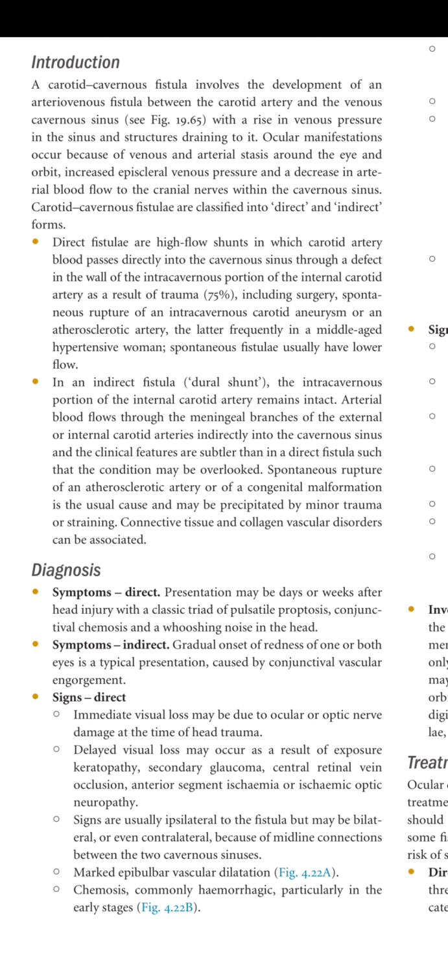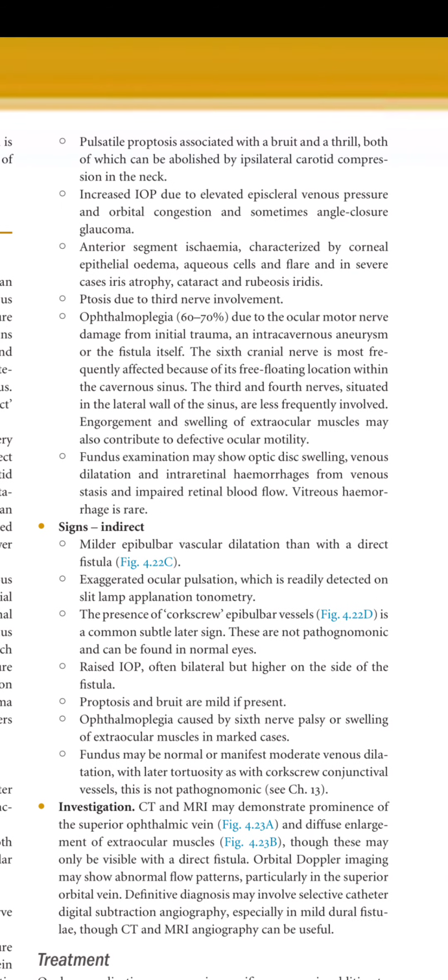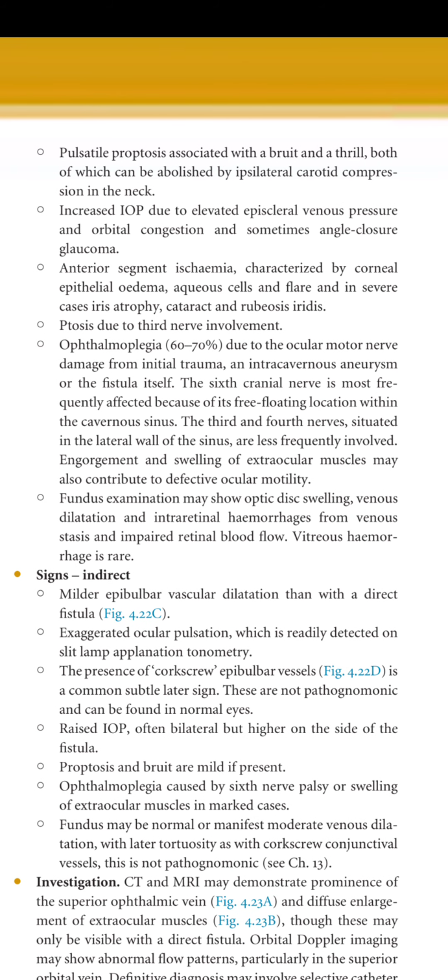Signs are usually unilateral to the fistula but may be bilateral or even contralateral because of the midline connection between the two cavernous sinuses. There will be marked epibulbar vascular dilatation. So the more apparent signs will be proptosis of the eye, eyelid swelling, and conjunctival congestion. Marked epibulbar vascular dilatation, chemosis, commonly hemorrhagic, particularly in early stages. Pulsatile proptosis associated with bruit and thrill, both of which can be abolished by ipsilateral carotid compression in the neck. So one of the very important signs is a pulsatile proptosis and a bruit.